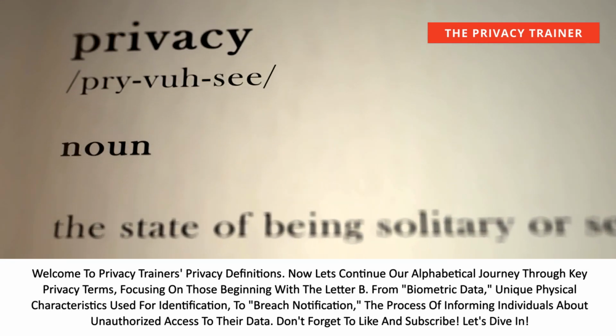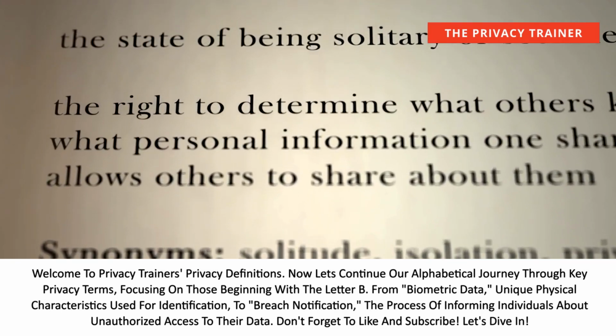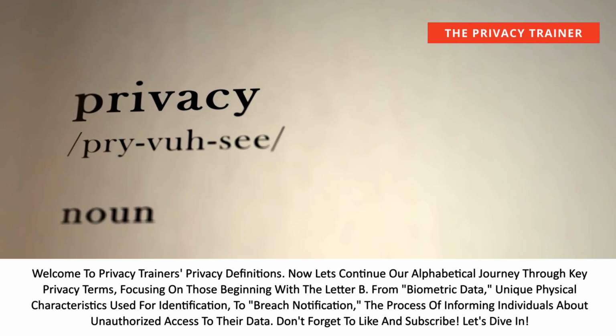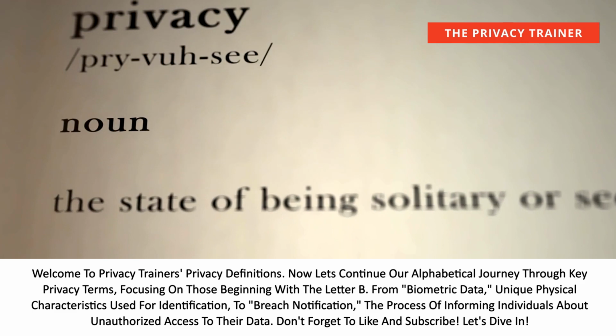Now let's continue our alphabetical journey through key privacy terms, focusing on those beginning with the letter B from biometric data, unique physical characteristics used for identification, to breach notification, the process of informing individuals about unauthorized access to their data.